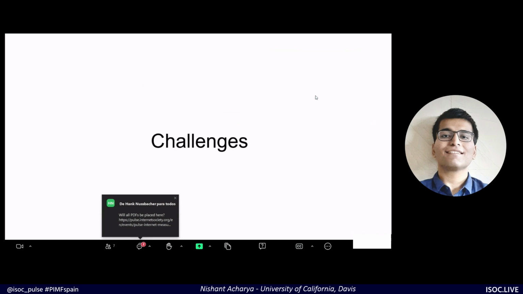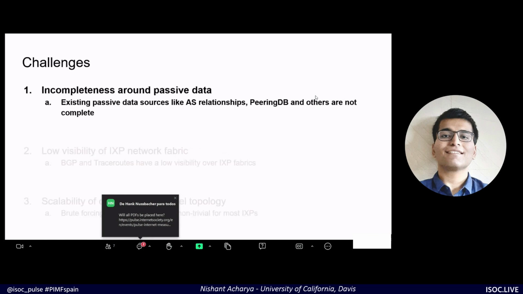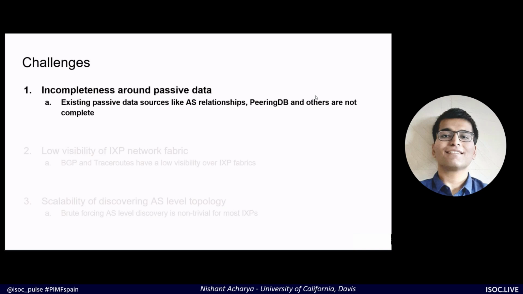So before I move forward, I want to highlight the challenges related to this problem. In particular, we were able to highlight three challenges overall. The first challenge being the incompleteness around passive data surrounding IXPs. As you can see, existing passive data sources like AS relationships, PeeringDB, and others are not complete, and as such cannot be used in isolation to identify internet topologies. This requires inferential methodologies or straight up ground truth data about the IXP member information, traffic, and other information overall.